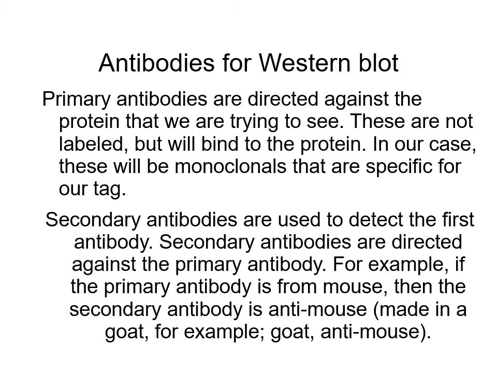Now, to make things more complicated, these secondary antibodies are themselves tagged with something which can be detected later. In this case, it's going to be HRP, horseradish peroxidase, which has an enzymatic activity which can be detected either by chemiluminescence or, in some cases, by colors.